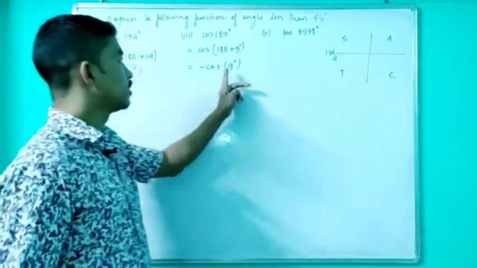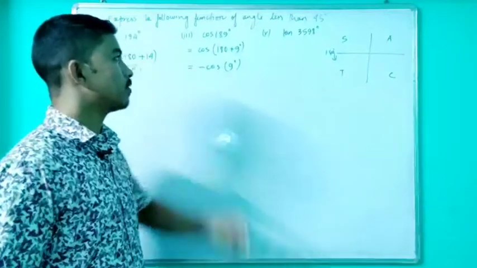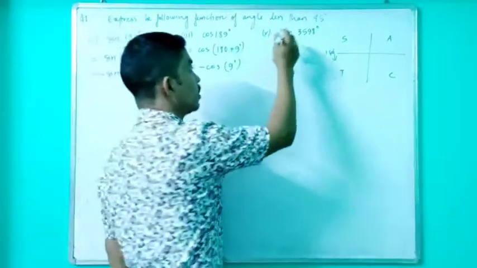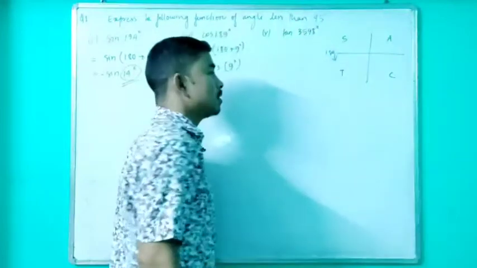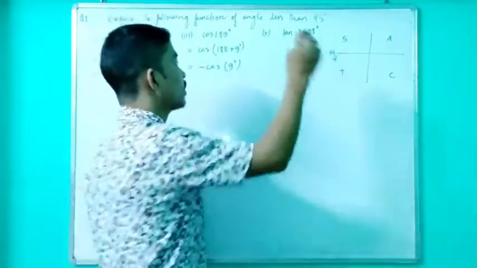Okay, so 9 degree, which is an angle less than 45 degree. Now coming to the last one, you get the value of tan of 3598. So what is this? This is very large. So what can I do in this case?